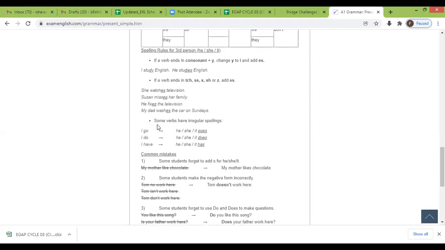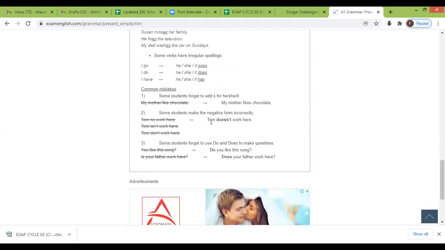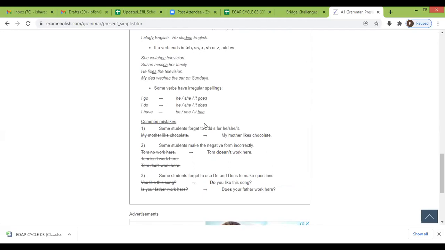Then the other one, I go. She, when you convert it, it becomes goes. I do becomes does. I have, it becomes has. And some of the common mistakes that students make. Now see, my mother like chocolate. So it's incorrect. You have to have an S here. My mother likes chocolate, right?